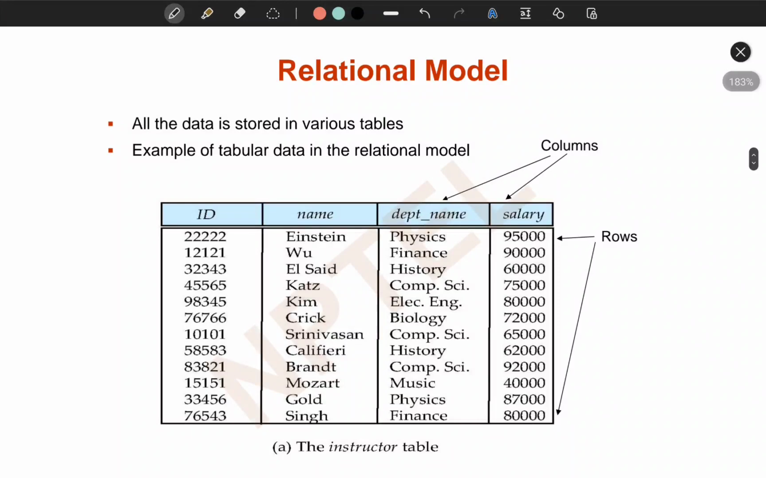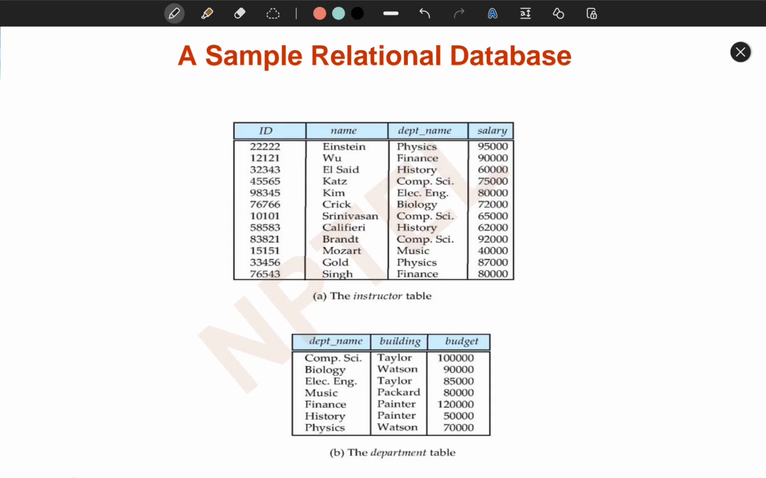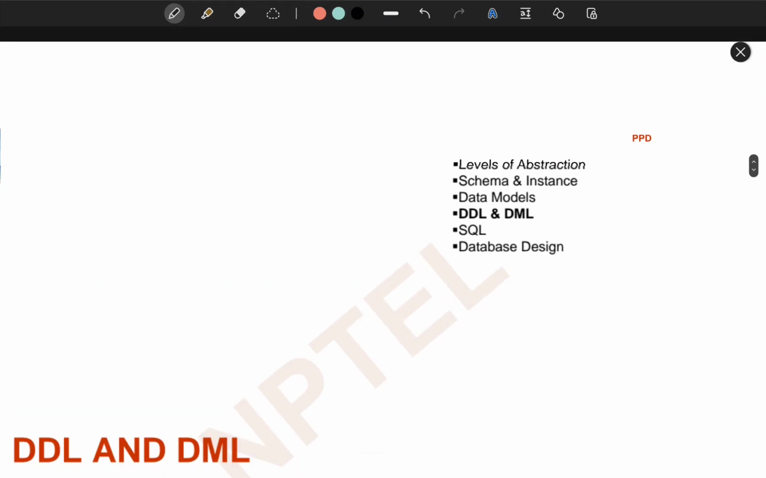So let's start with the most important model, the relational model, in which all the data is stored in various tables, and the table basically has columns, which are also known as attributes of that data, and then the rows or tuples, which are the actual entries of the data. This is a sample instructor table and department table. In this, the ID, name, department name, and salary are the attributes, and the entries such as 222 Einstein Physics and so on are all rows or tuples.